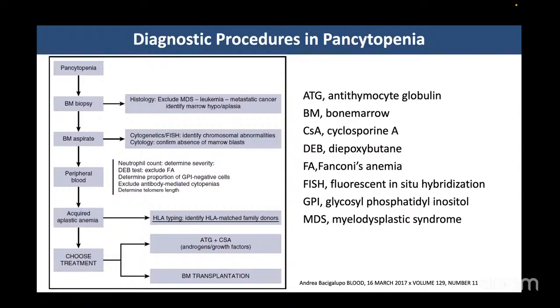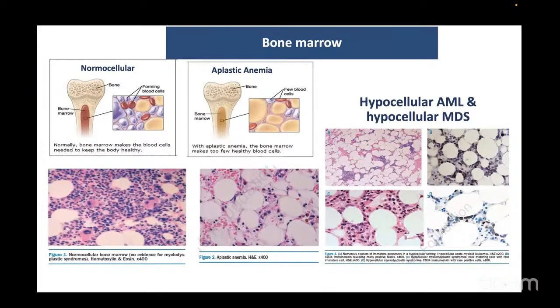So, if we have arrived at a diagnosis of acquired aplastic anemia, then we must, in relevant settings, counsel the patients for bone marrow transplant. So, HLA typing is a must, and accordingly, we have to go for either IST or BMT treatment. So, we will see which patients to counsel for bone marrow transplant.